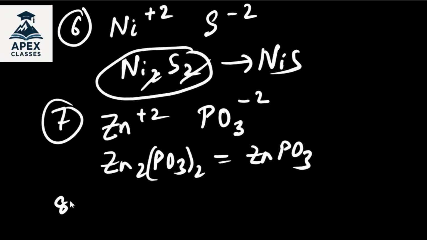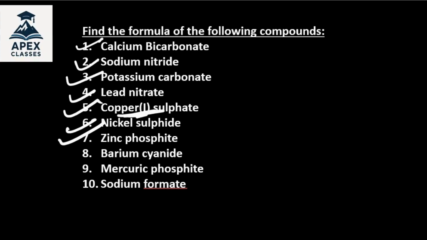Okay, let's go. Next, number 8. 8 is barium cyanide. I think I missed barium and all that in the chart. I will get it corrected and then put it in the PDF below. You will get it in the comment section, in the description.